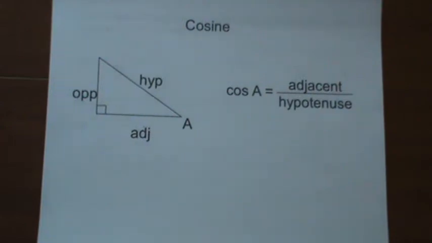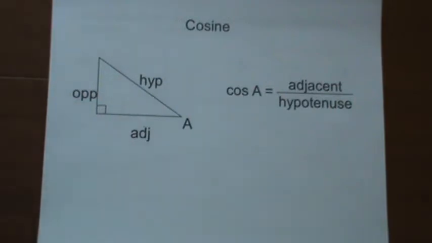So today we're going to continue to learn some more trigonometry. Specifically, we're going to talk about cosine. Cosine of an angle is equal to the ratio of the adjacent side to the hypotenuse.